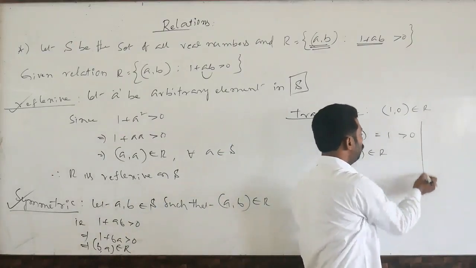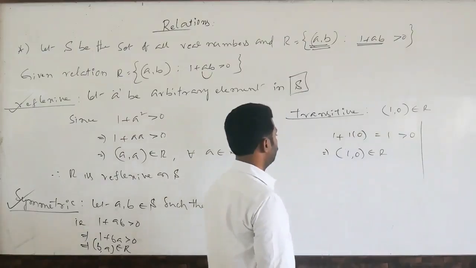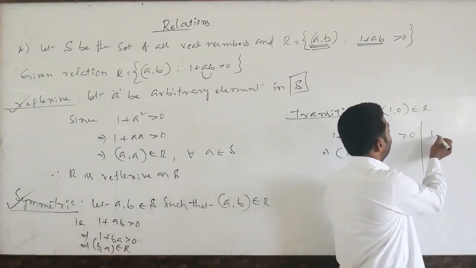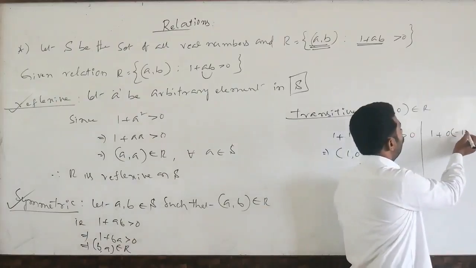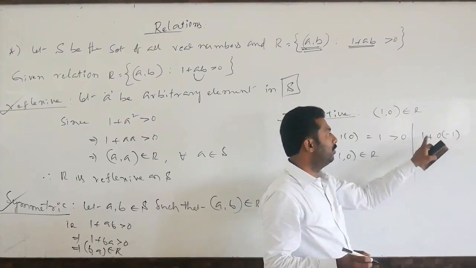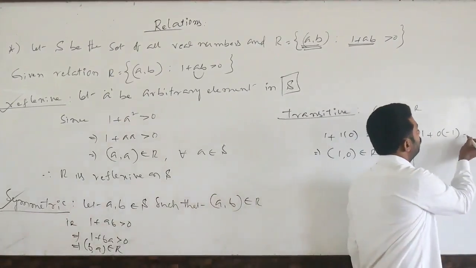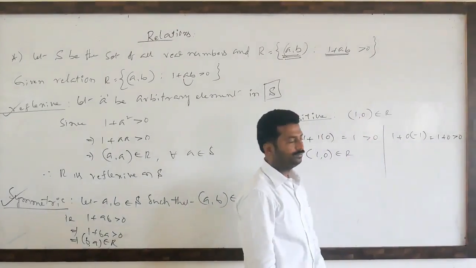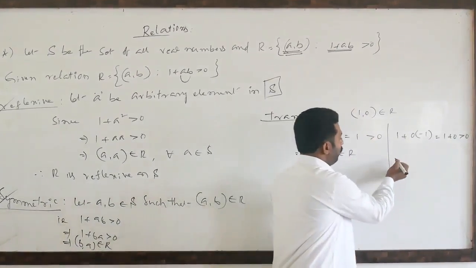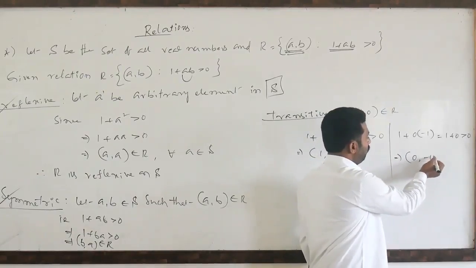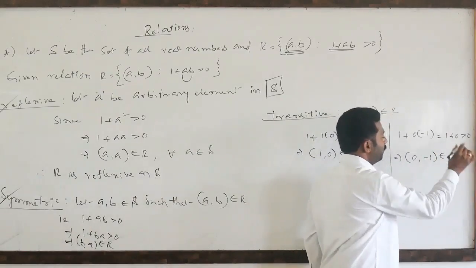Then one more relation. 0, 1 plus 0 into minus 1, I am taking. 0 into minus 1 means 0, that is plus 1. So this is 1 plus 0, it is always greater than 0. So from this we can say that 0 comma minus 1 has a relation.